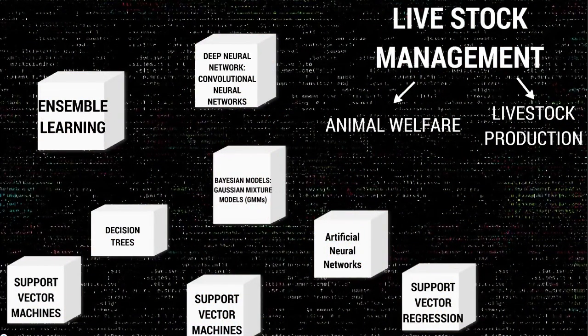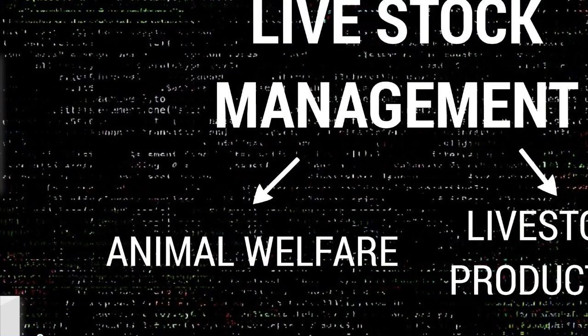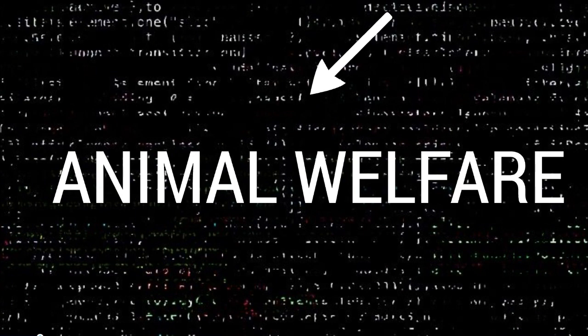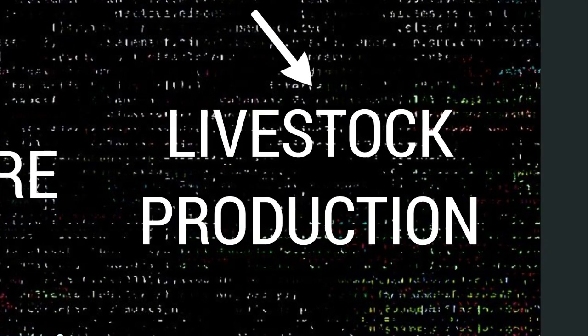Now, I will continue to talk about the application of machine learning in livestock management. Livestock management consists of animal welfare and livestock production. The main purpose of applying machine learning in animal welfare is to detect diseases in their early stage, while for livestock, machine learning is applied to predict the economic balances for the producers according to the production line monitoring.